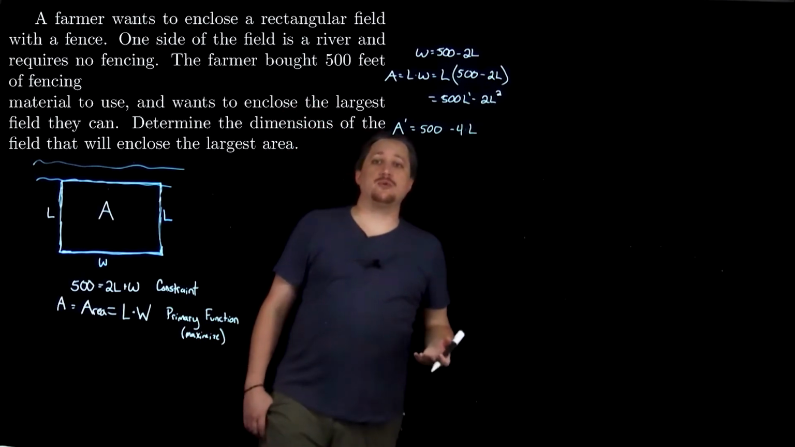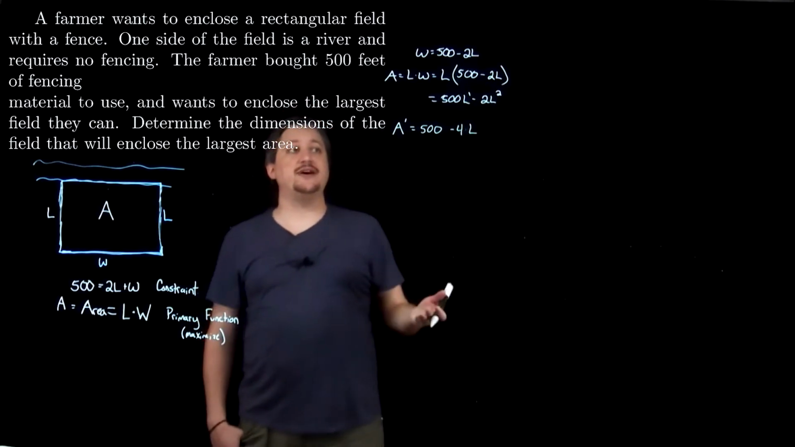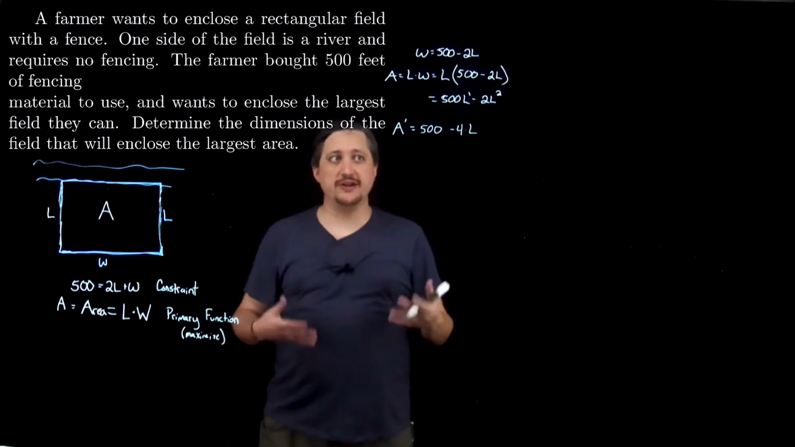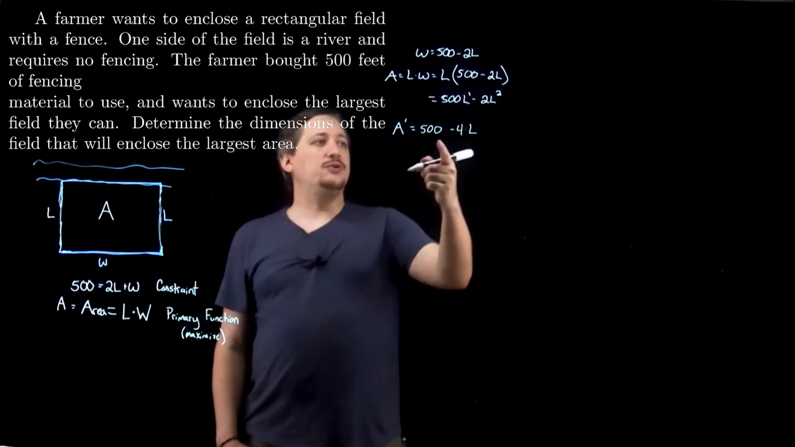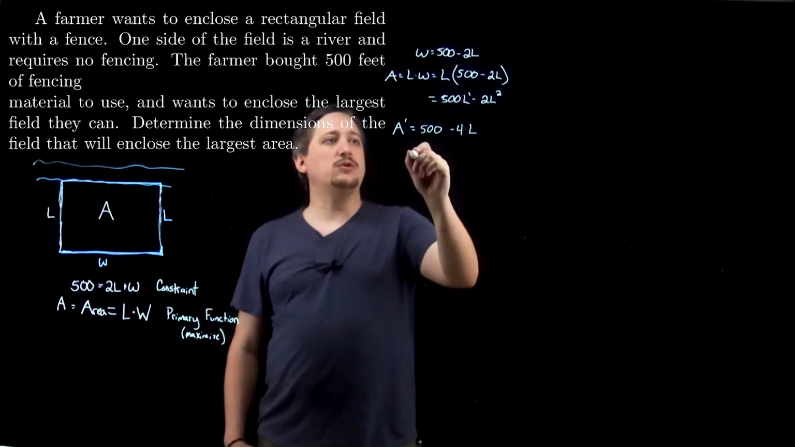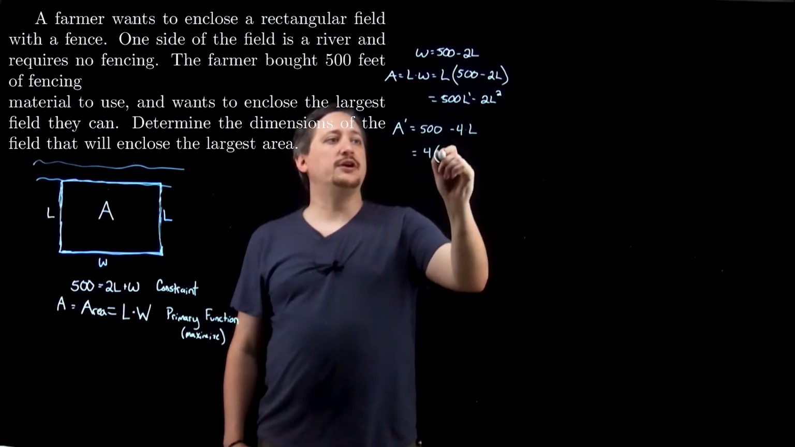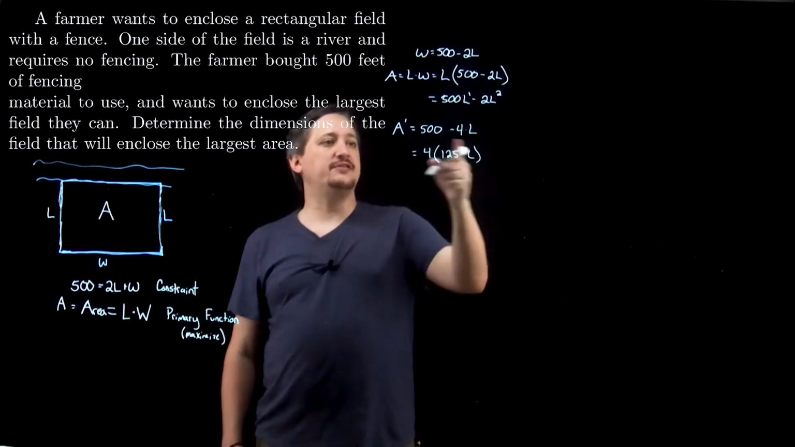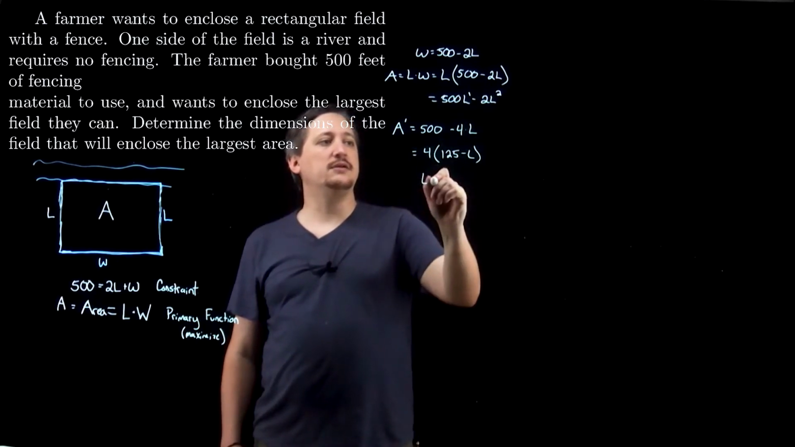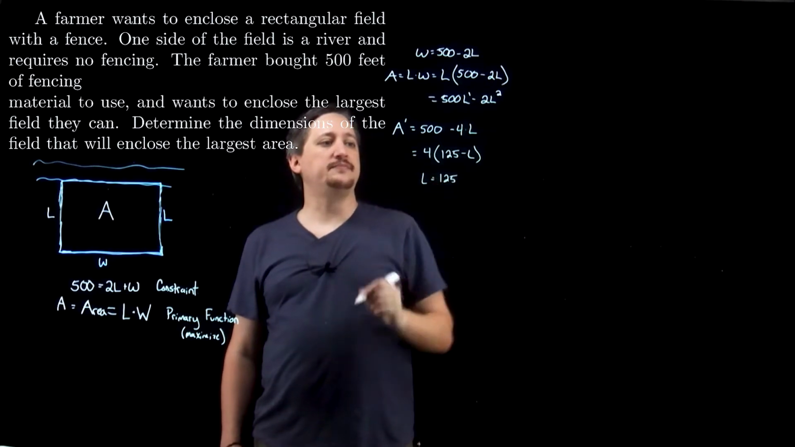And so I'm looking for when the derivative changes signs. In particular, as usual, that means I could use a sign chart. I'm looking for these critical points, right? So if I factor out a 4, I'm going to get 4 times (125 minus L), which means that this is going to be 0 when L is 125.